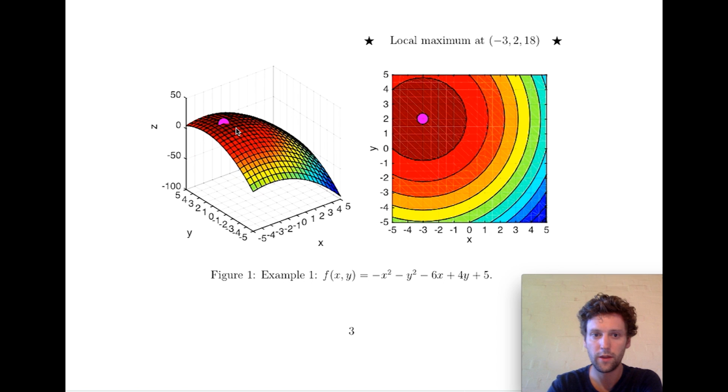It's shown here. There is a maximum point at (-3, 2) with a value of f equal to 18. This is shown in 3D, and again it's like a topographic map. So these lines here are contours of equal height.